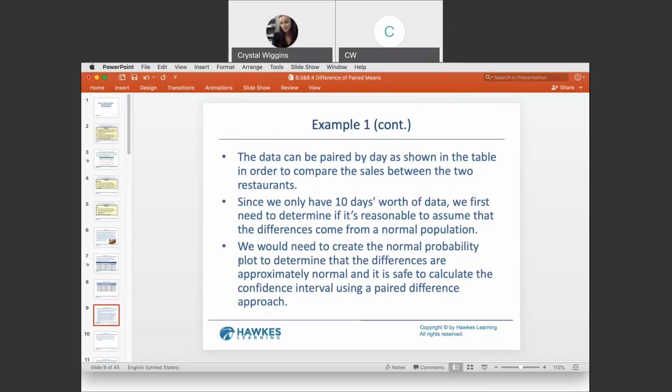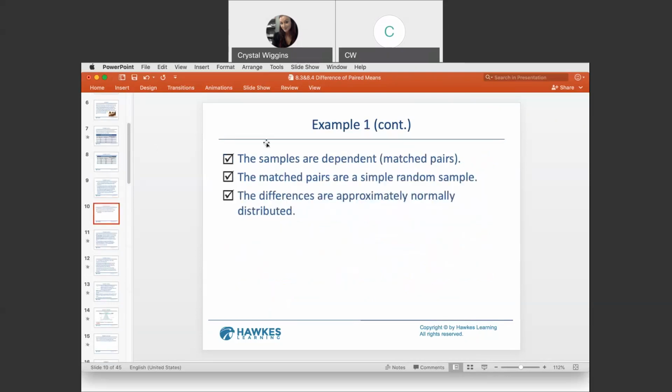So for now, I want to make sure we can walk through the setup of the hypothesis before we switch over. So the samples are dependent because they were selected from the same exact days. They are simple random samples because he stated he randomly sampled 10 days out of 5 months. And the differences are approximately normally distributed. We haven't tested for that yet. The publisher is telling us that they tested it. I will show you how to test for that though.